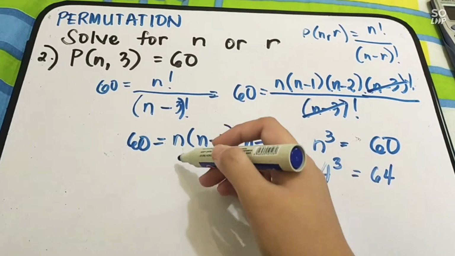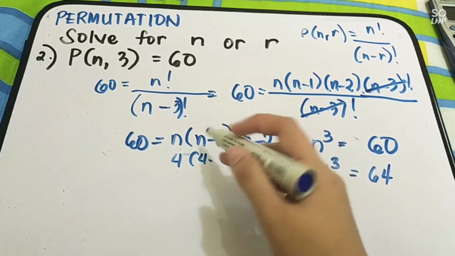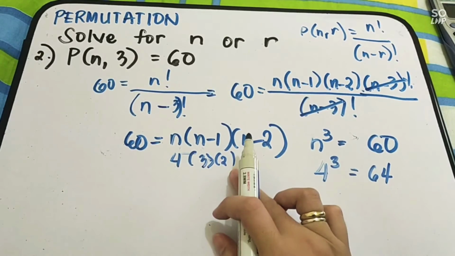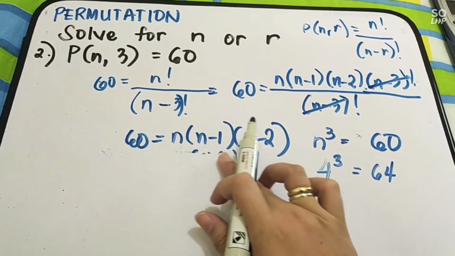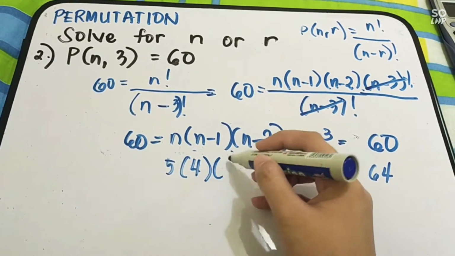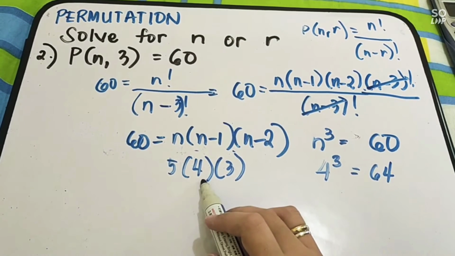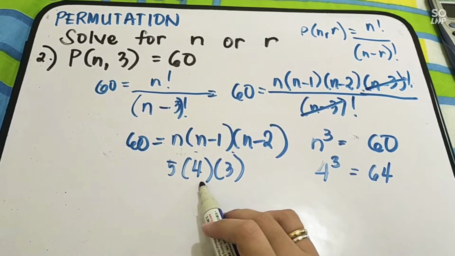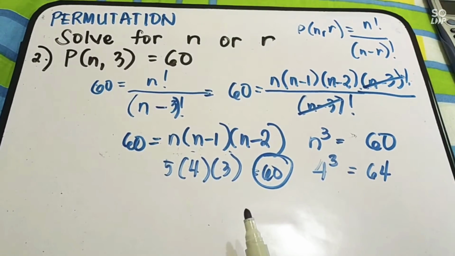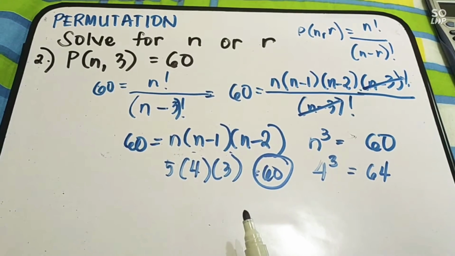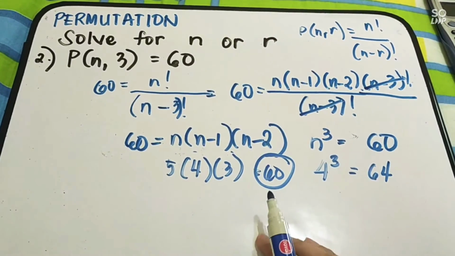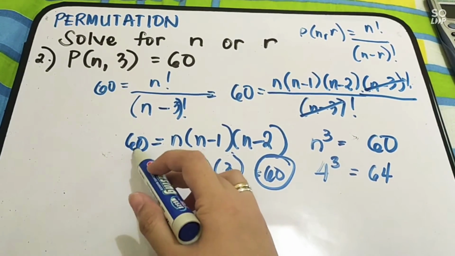If it's 4, it becomes 4 times 3 times 2. 4 times 3, we have 12, times 2, we have 24. So, move up. Let us try 5. 5 times 4 times 3. 5 times 4, we have 20. 20 times 3, the answer is 60. So, we use trial and error so you can get it easily. Just remember that the numbers are always consecutive going downward. That is what you will think of. Then, this one is the answer.